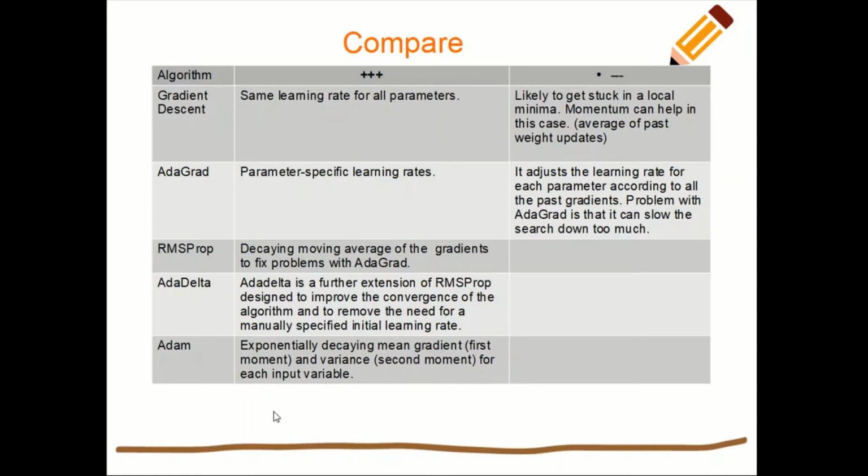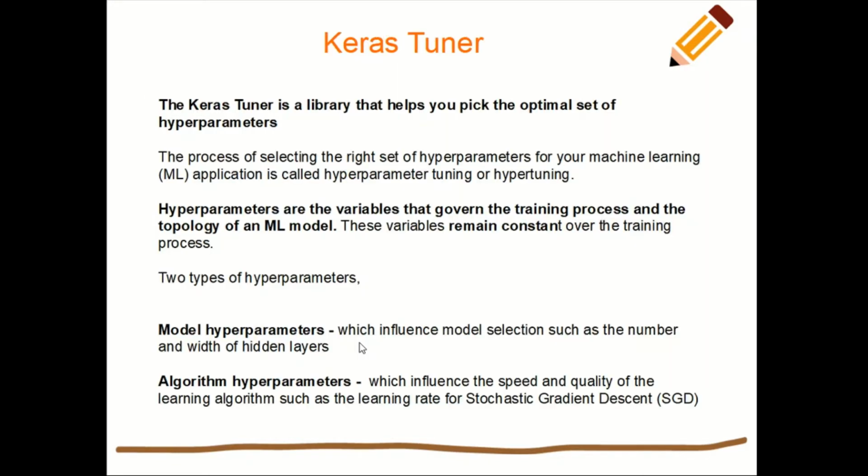So we spoke about the loss functions. This is kind of the summary of the different optimizers also. Now let's have a look at the tuner library also. So Keras Tuner library will help us to pick the optimal set of hyperparameters. So what are the hyperparameters? Hyperparameters are variables that govern the training process and the topology of the machine learning model. And most important thing, they are going to remain constant over a training process. That means once we select the hyperparameters, they are not going to change unless the training is completed.